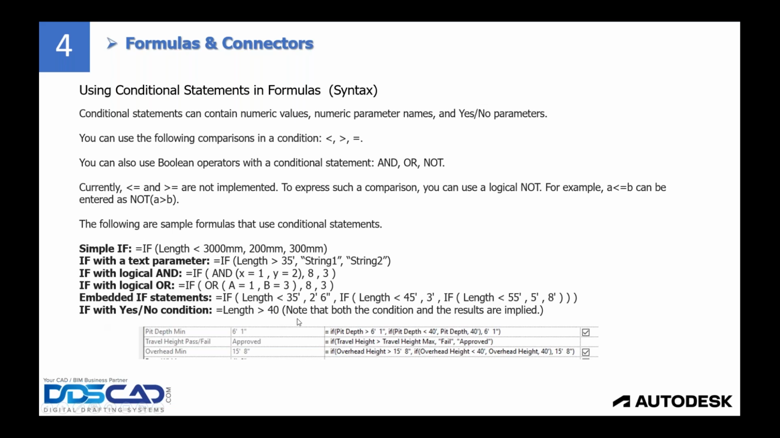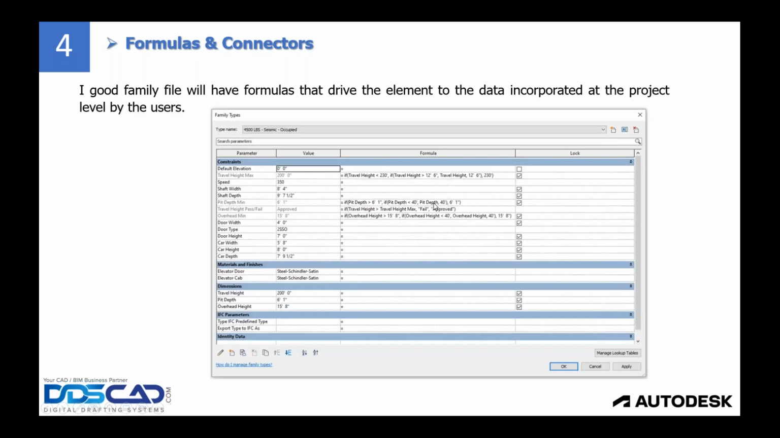If you see this and you get this info, you're going to be able to do any family with conditional statements within the family itself. So a good family file that has formulas will drive element data properly inside the project. And that is what you want. You don't want to create a family just for the sake of making a beautiful thing showing over there in the project. You want these beautiful things not only to be beautiful, but also intelligent enough to drive information within the project. At the end of the day, that's exactly what you want.